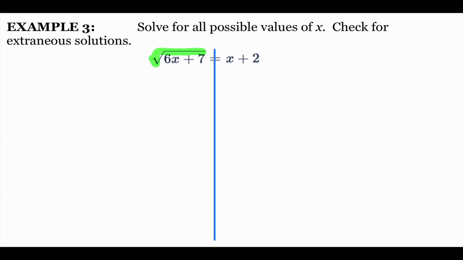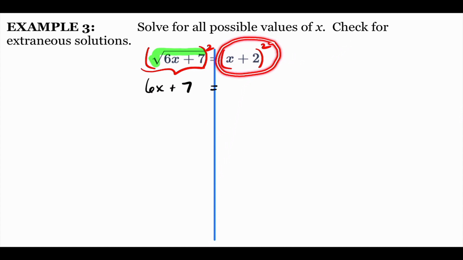Square. So I'm going to square both sides. When I do that, the root goes away. But the other side didn't have a root. So how do I square x plus 2? I'll give you a hint. You've done it many times in this class. How do I square this guy over here?